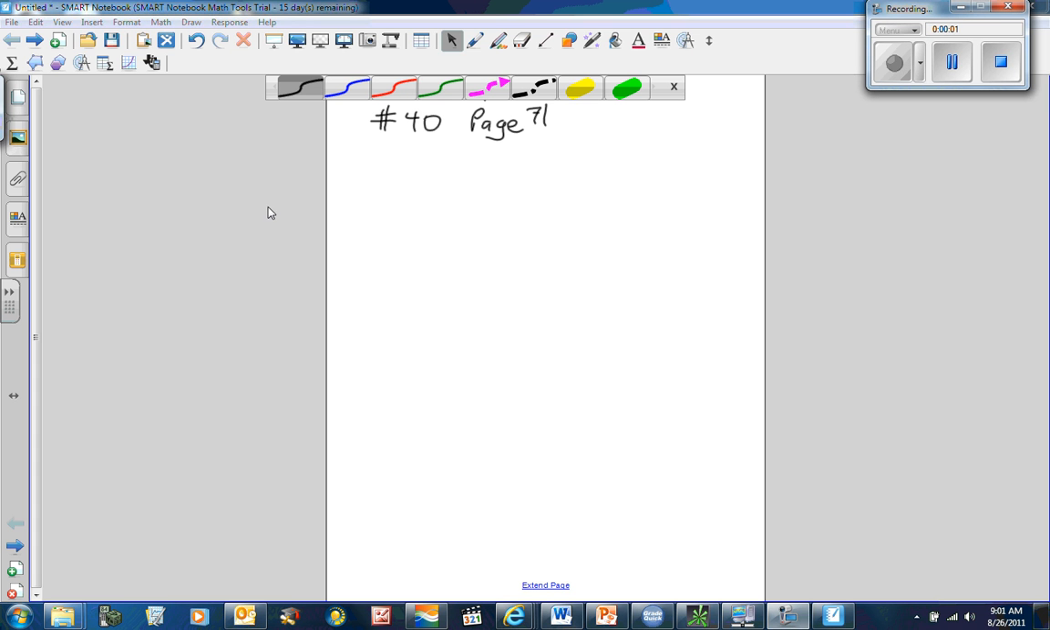Get your book out, and if you'll turn to page 71, number 40, I'm going to read the problem. Number 40 says, a small fish is dropped by a pelican that is rising steadily at 0.50 meters per second. And the first part of the question is, after 2.5 seconds, what is the velocity of the fish?